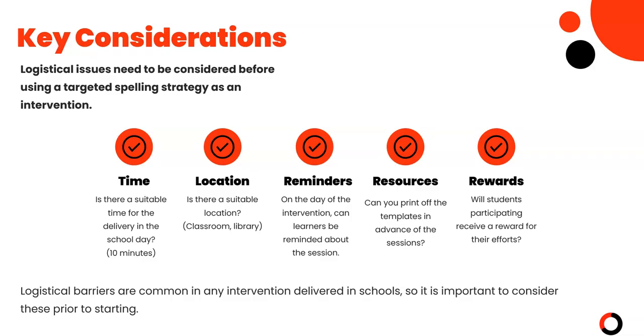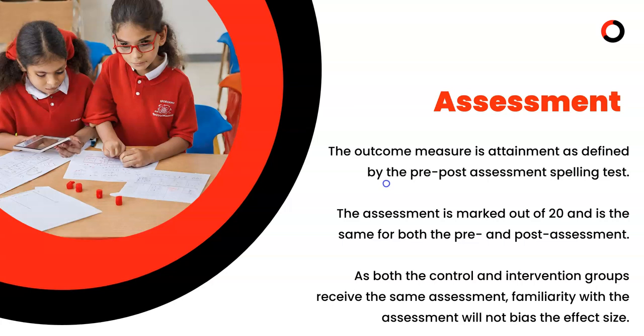So logistical barriers are common in any intervention that's delivered in schools, so it's just important to consider these prior to starting. Finally, moving on to the assessment. The outcome measure is attainment as defined by the pre and post spelling test. The assessment is marked out of 20 and is the same for both the pre and the post. As both the control and intervention groups receive the same assessment, familiarity with the assessment should not bias the effect size.